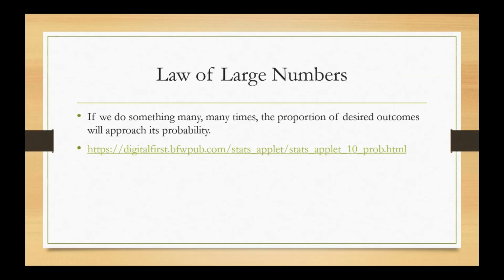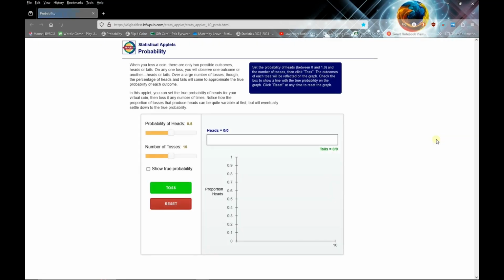Another thing that we talked about was the law of large numbers. And again, that's just if we do something many, many times, the proportion of desired outcomes will approach its probability. Let's see if we can get this to work on an applet. So let's let that open.